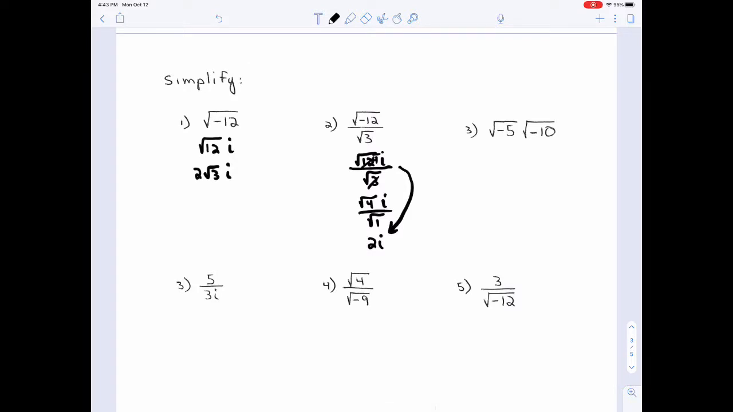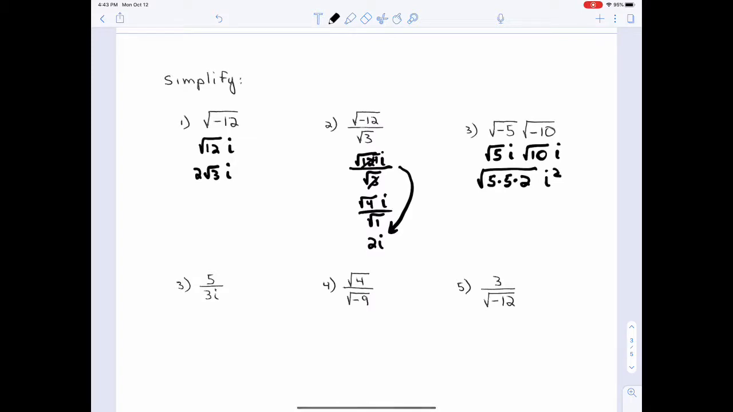Okay, here, may I multiply the 5 and the 10? No, you may not, because they have negatives under the radicals. So we have square root of 5 times i and square root of 10 times i. Now we can multiply the 5 and the 10. So that gives us a 5, and if we factor 10, it's 5 times 2. And then i times i is i squared.